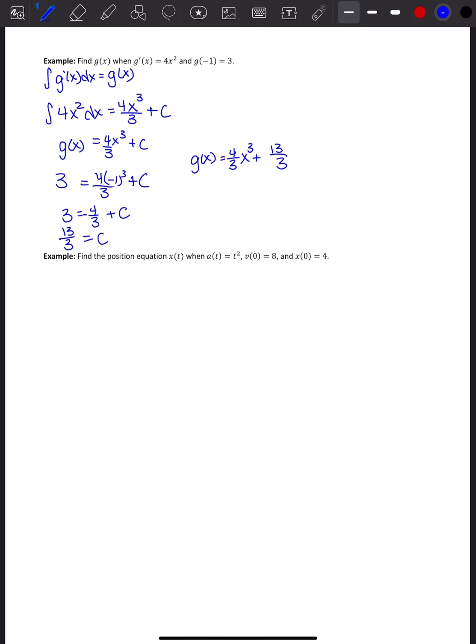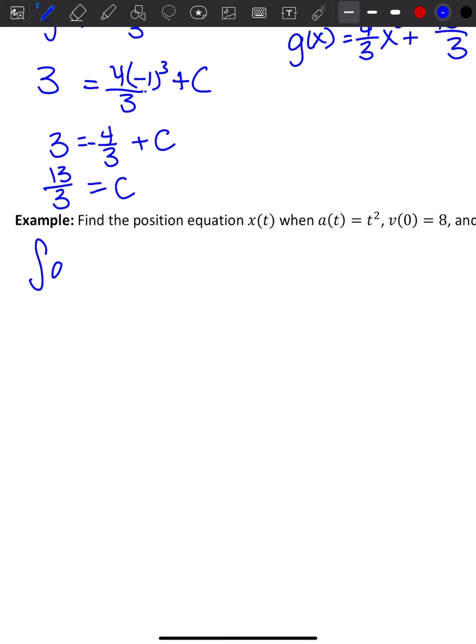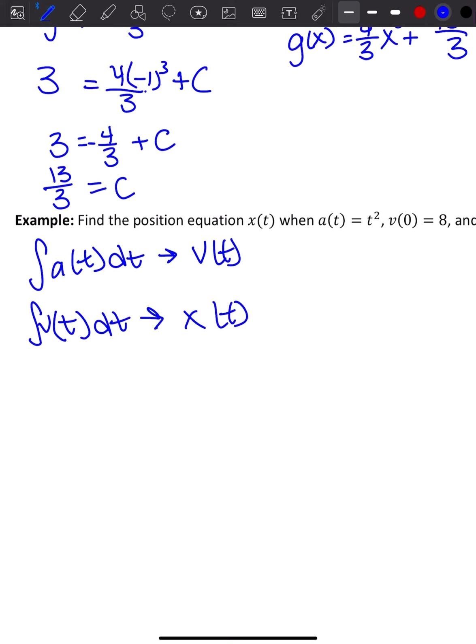Find the position equation x of t when a of t is equal to t squared, v of 0 equals 8, x of 0 equals 4. So we have a of t, we want to take the antiderivative, the integral, and then that is going to give us v of t. Then we're going to take the integral of v of t, and this is going to give us x of t. So we have the integral of t squared. So we add 1 to our exponent and divide by it.